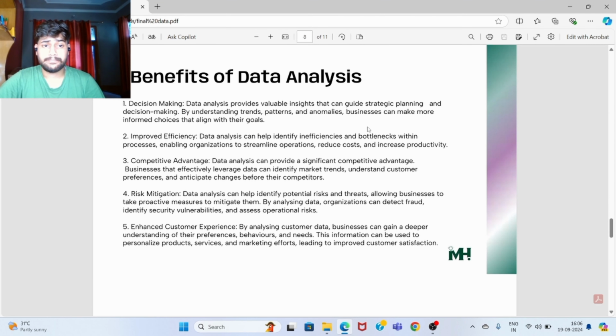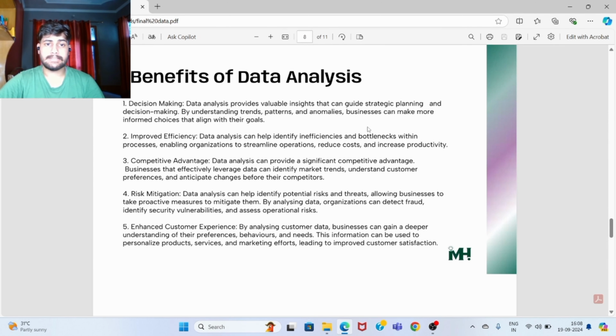Benefits of data analysis. Data analysis has many benefits like decision making, improved efficiency, competitive advantages, risk mitigation, and enhanced customer experience. Decision making: data analysis provides valuable insights that can guide strategic planning for decision making. By understanding trends and patterns, businesses can make more informed choices that align with their goals.